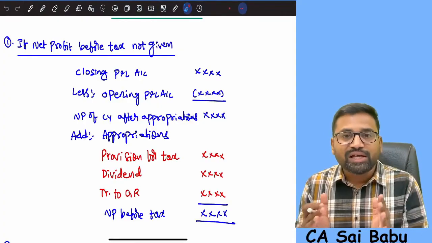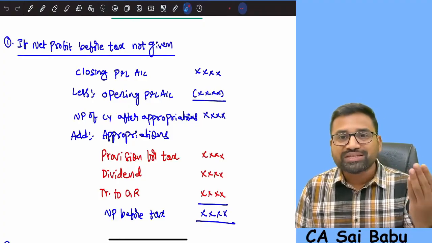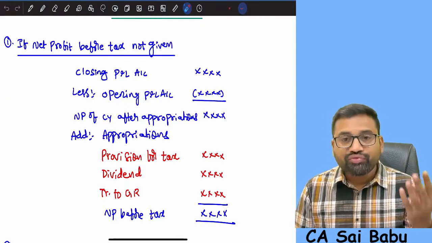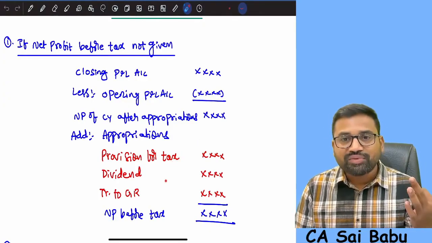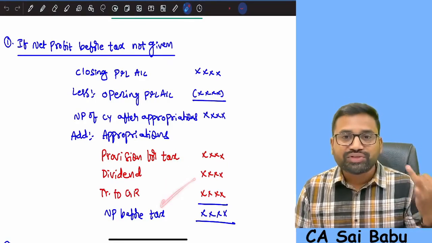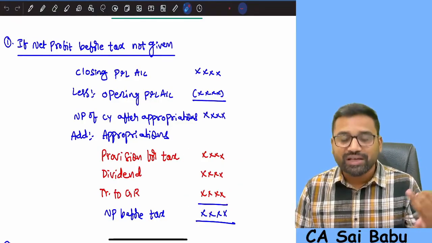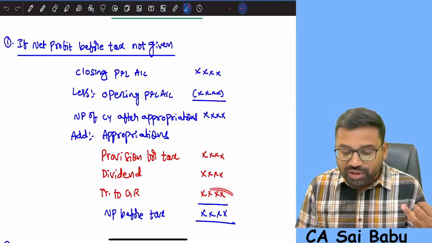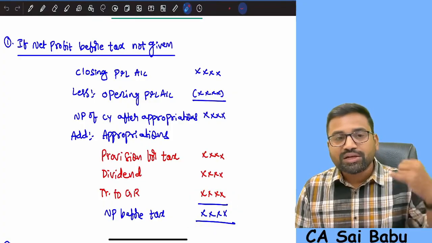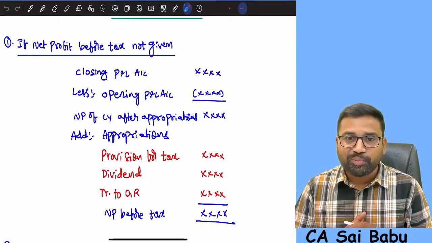Generally from the current year net profit, what kind of appropriations will we do? Three kinds of appropriations are generally done. First, provision for tax. Another one is dividend, either interim or final dividend. Next, transfer to general reserve. If any one of these appropriations happened from the current year, add back to this difference. You will get net profit before tax. Now that will be the starting point. Then you can continue and ascertain the cash flow from operating activities.